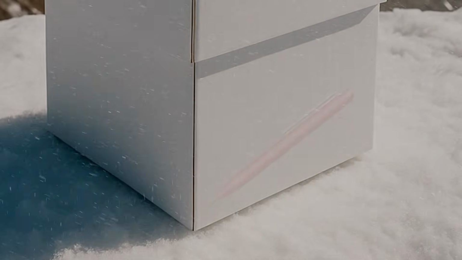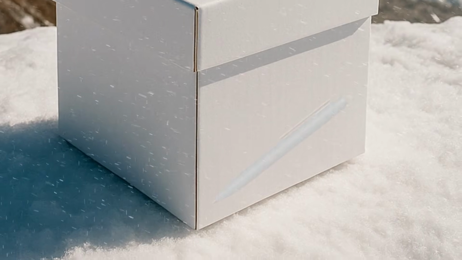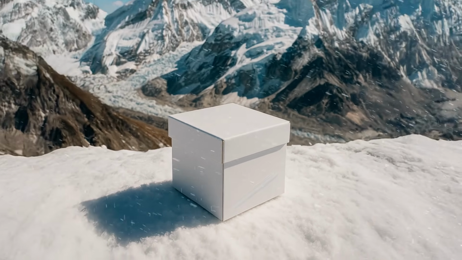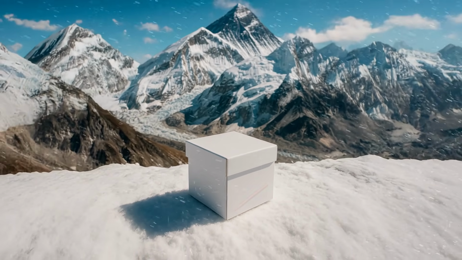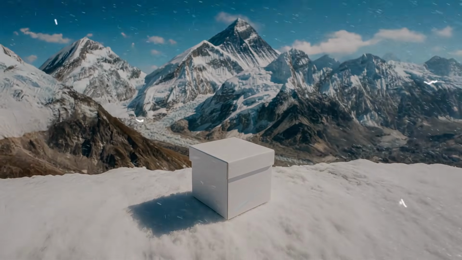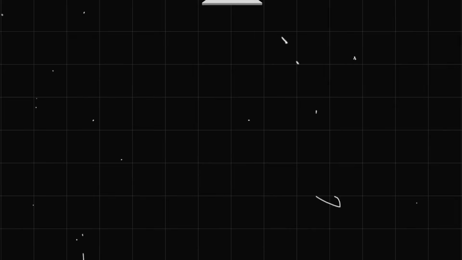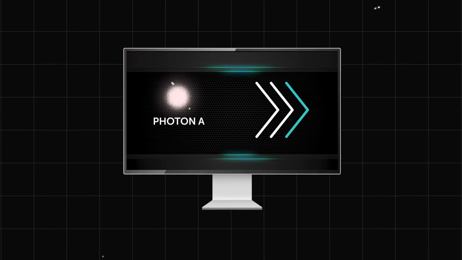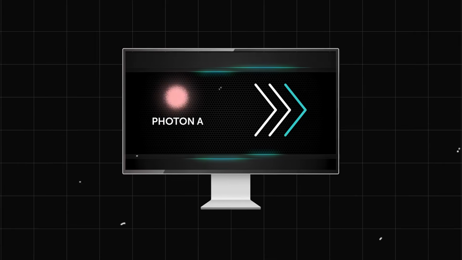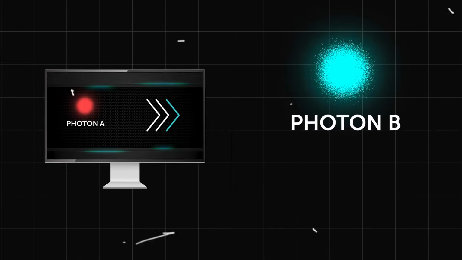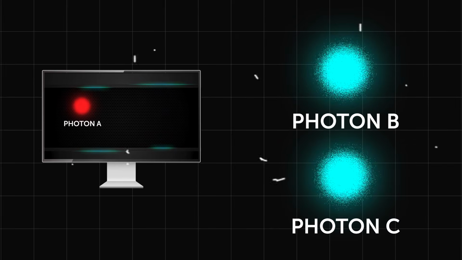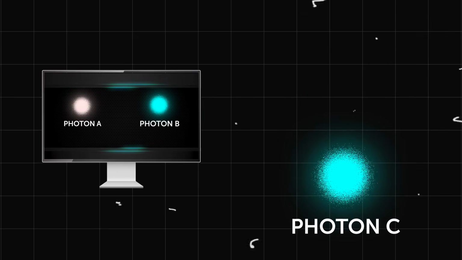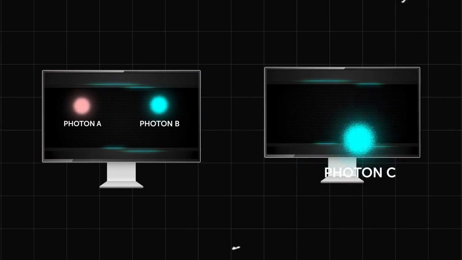So, the particle is in a superposition. That is, it can be in all states at the same time until you look at it. Like that box with the pen on Everest. And here's what the scientists did. Imagine that you have a particle of light, photon A. This is the photon you want to teleport. You also have photons B and C, which are already entangled. Photon B is located on the first computer. Photon C is located on the second computer.